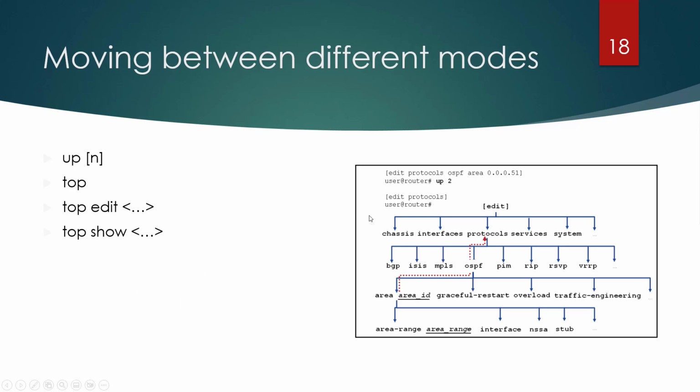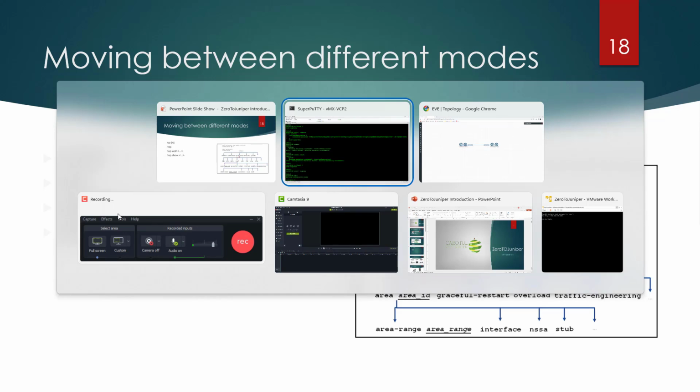Now this is also something we talked about, that if you are inside a specific hierarchy, you can use the up command, and you can use up 1, up 2, up 3, how many steps up you want to go, or you can use the command top. And if you use the top command, it takes you all the way to the root hierarchy. The edit top or top show command allows you to change or show the configuration from other hierarchies while you are in some other hierarchy. So let me actually explain what I mean.